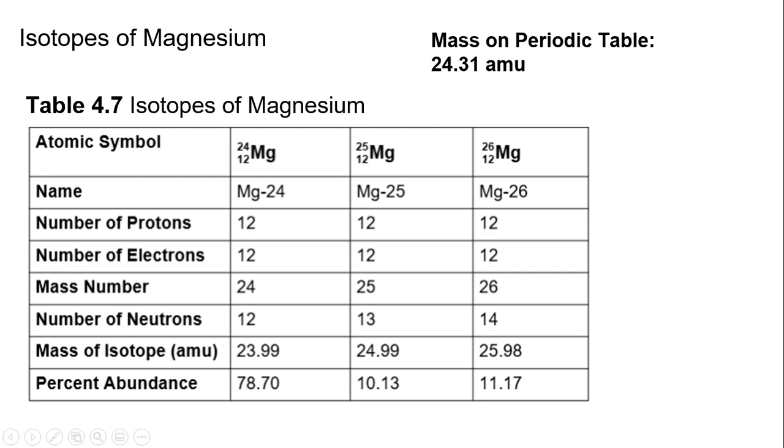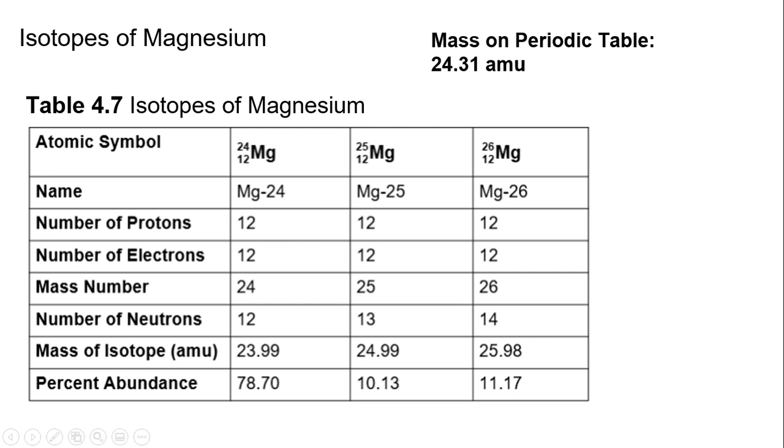23.99, and it makes up most of the isotopes found. It's 78%, almost 80%. Magnesium 25, and it'll either be written like this or like this. That's how you know you're dealing with an isotope. Either one of these two rows, this is how it's going to be dealt with.